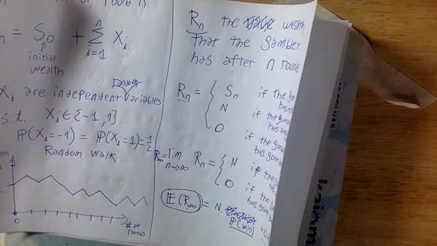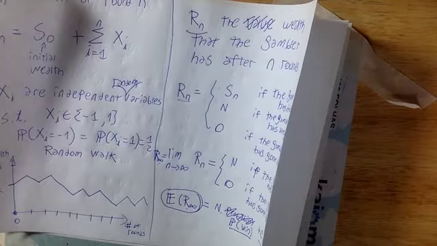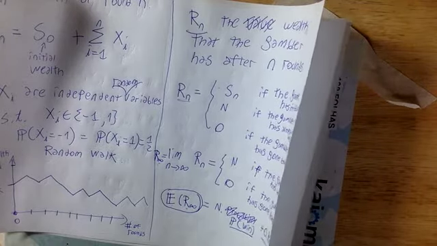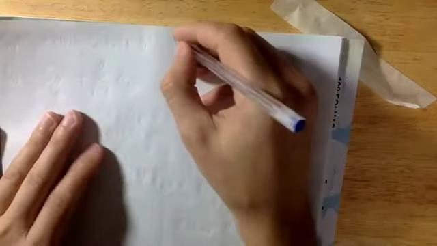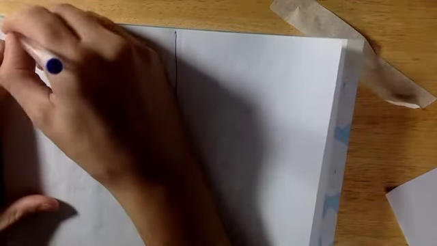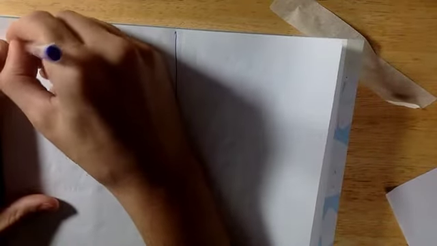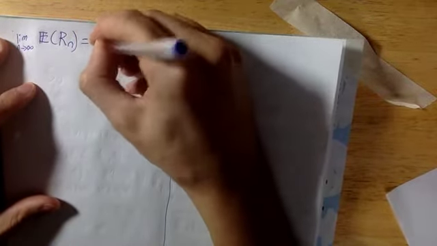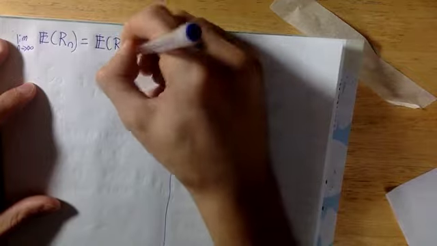Okay, so how do we actually get that expectation? Here we notice what we would expect is the following. The limit of n to infinity of the expectation of Rn is going to be the expectation of R infinity, okay?